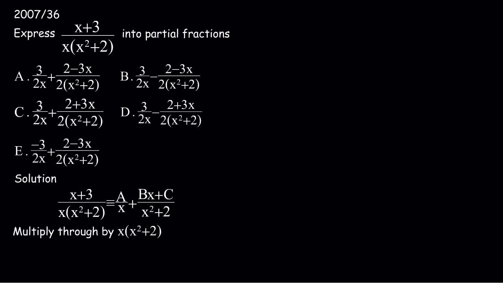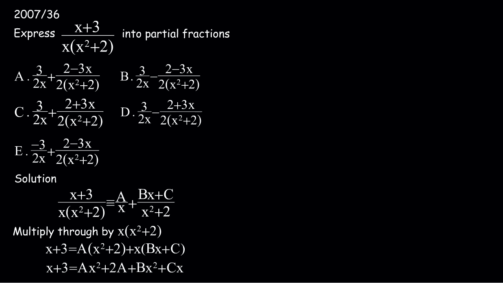So our next step is to multiply through by s(s² + 2). And when we multiply through, we are left with s + 3 = A(s² + 2) + s(Bs + C). Now we are going to be expanding our bracket, and after expanding it becomes s + 3 = As² + 2A + Bs² + Cs.